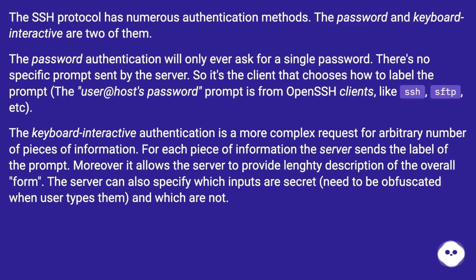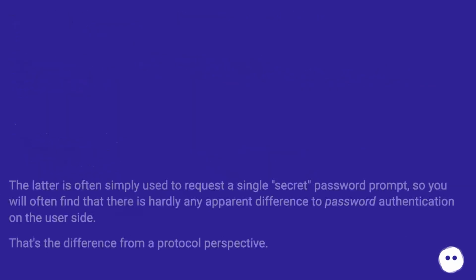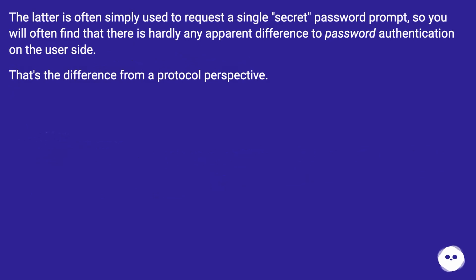The keyboard-interactive authentication is a more complex request for an arbitrary number of pieces of information. For each piece of information, the server sends the label of the prompt. Moreover, it allows the server to provide a lengthy description of the overall form. The server can also specify which inputs are secret and need to be obfuscated when the user types them, and which are not. The latter is often simply used to request a single secret and password prompt, so you will often find that there is hardly any apparent difference to password authentication on the user side. That's the difference from a protocol perspective.